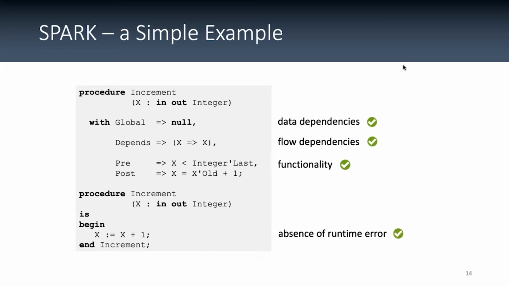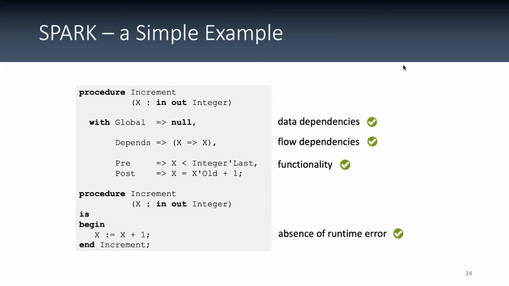So here is a very simple example in SPARK, the simplest you can imagine: a procedure Increment. You have the signature at the top. It takes as input and output this X parameter of integer type, and we can specify a number of things inside what we call aspects. Data dependencies with this Global aspect, which says there are no globals written or read by this procedure. Flow dependencies with this Depends aspect that says that the final value of X depends only on the input value of X. A precondition with Pre and postcondition with Post.